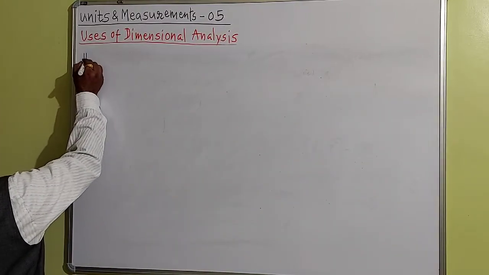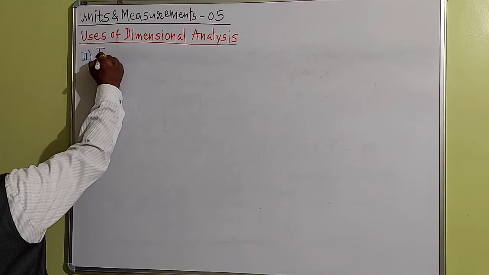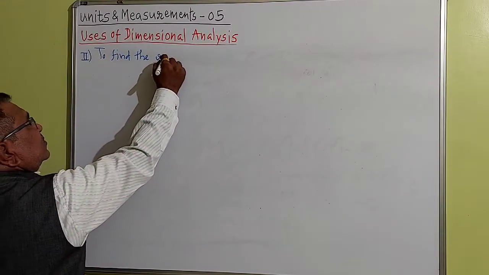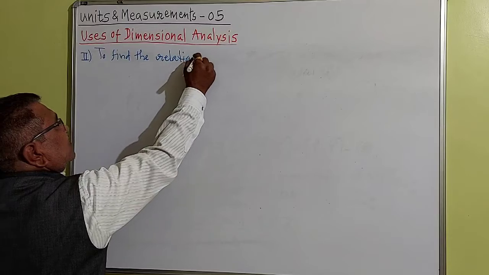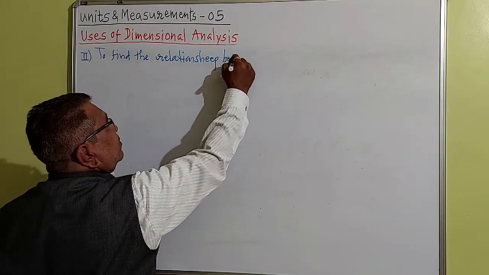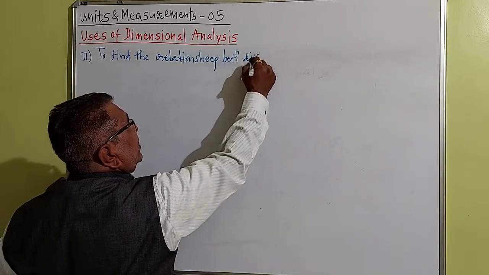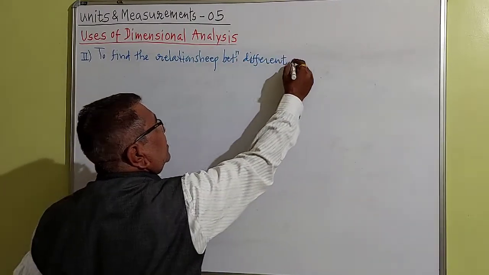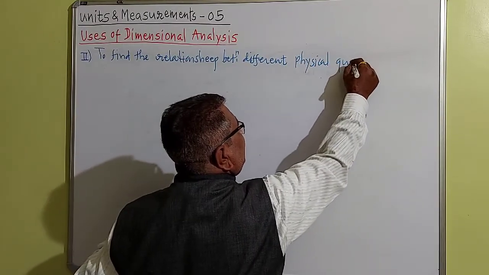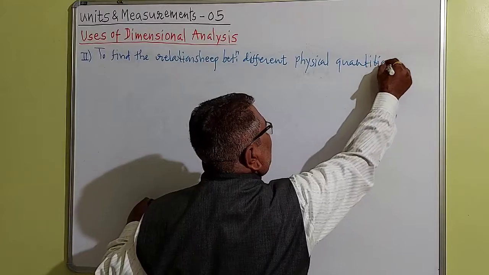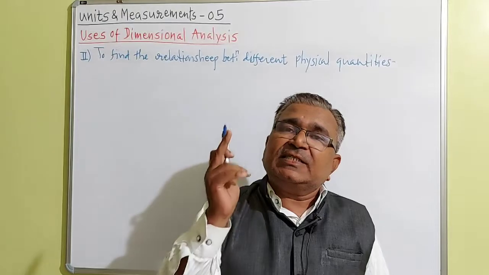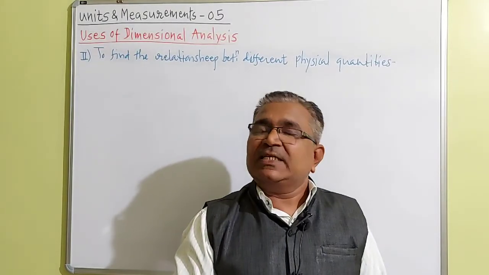So our second use is what? The second use is to find the relationship between different physical quantities. So in your textbook, this is the second use that is given.